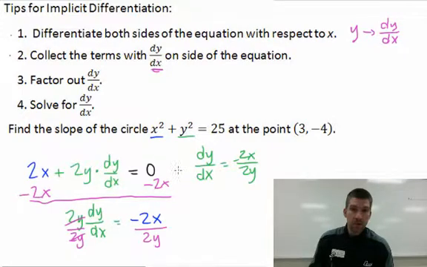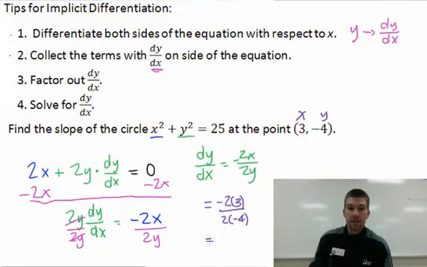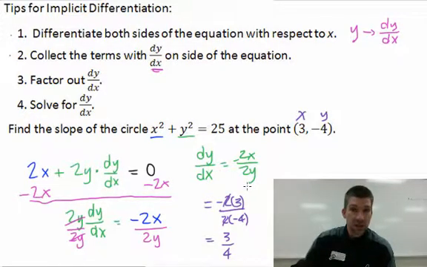And so if I'm going to find the slope of the tangent line at that point, I'm going to simply take the point that I've been given, this x and y coordinate right here. Here's my x value, here's my y value, and I plug them into my derivative for x and y. So this is going to end up being negative 2 times 3 over 2 times negative 4. And what is that going to be? That's going to be 3/4. So the slope of my tangent line at the point (3, -4) is 3/4. And that's how implicit differentiation works.